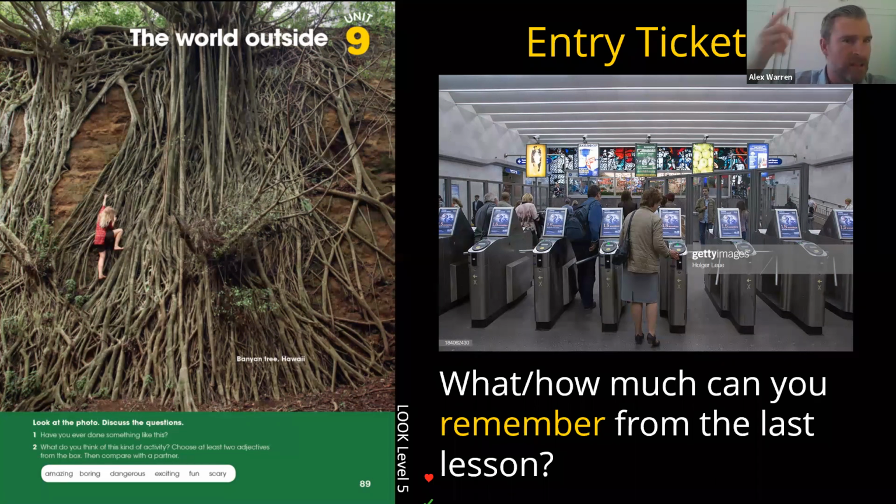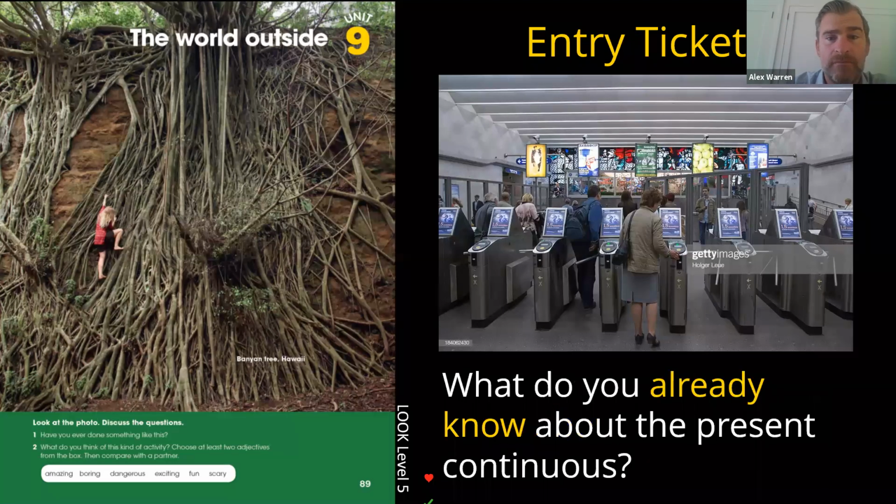And it gives me a clearer idea of how they're doing. Alternatively, you can maybe ask them the question, what do you already know about what we're going to be learning in the lesson? So what do you already know about the present continuous? So this is what I did with you almost. I almost did an entry ticket.